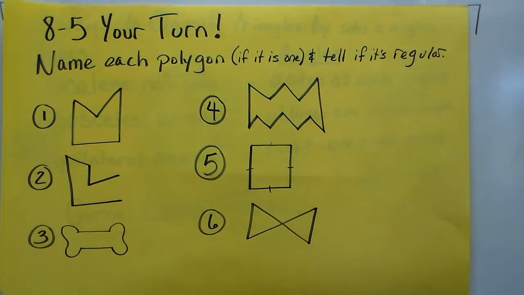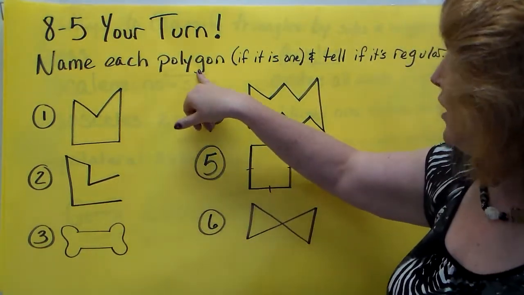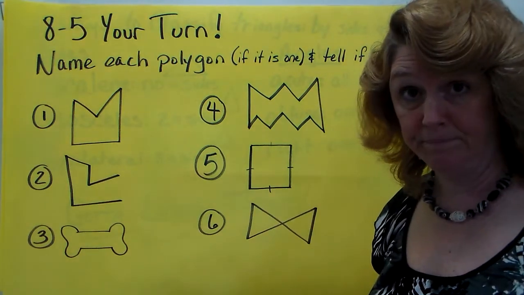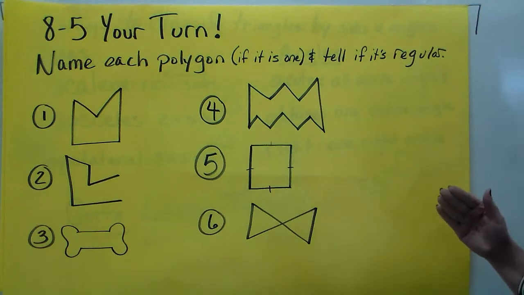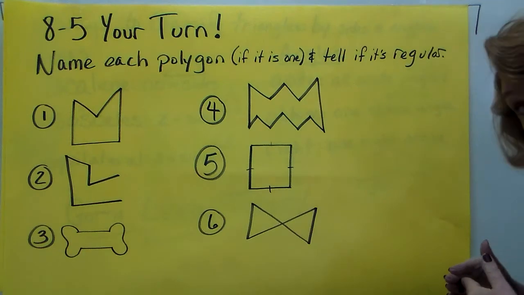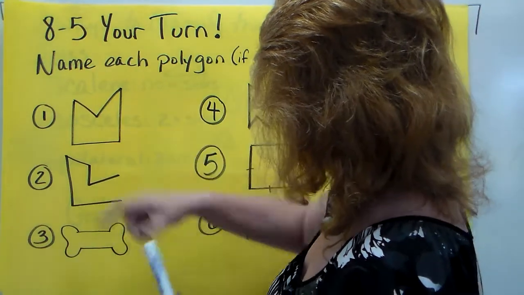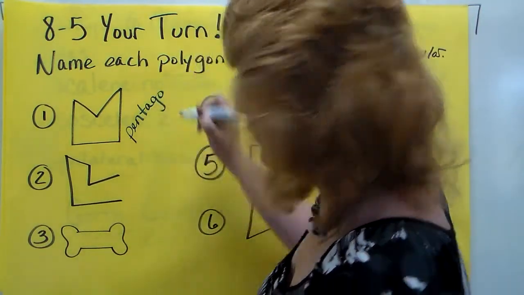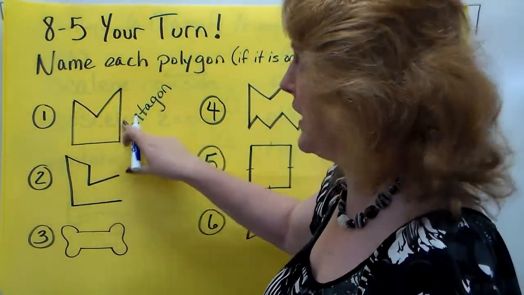So, now it's your job. Name each polygon, if it's a polygon, and tell if it's regular or not. So pause and go through these six, and it's either not a polygon or you have to give it a name. Okay? Y'all set? So, this, one, two, three, four, five, this is going to be a pentagon. Is it regular? No, because the angles are different, the sides are different.